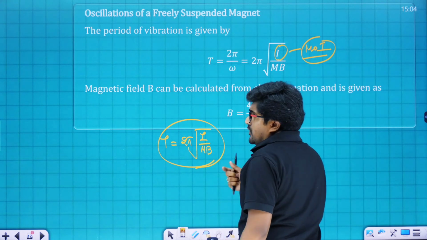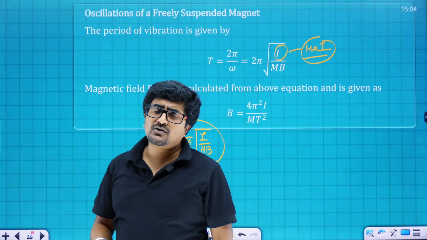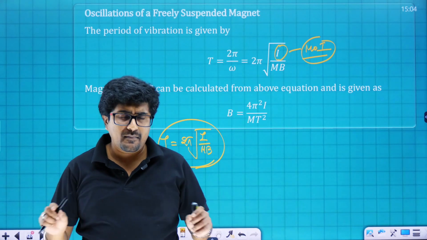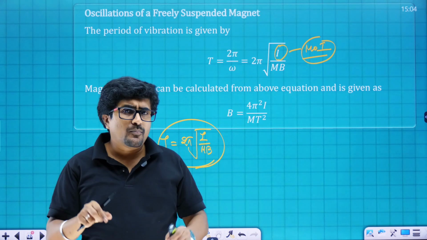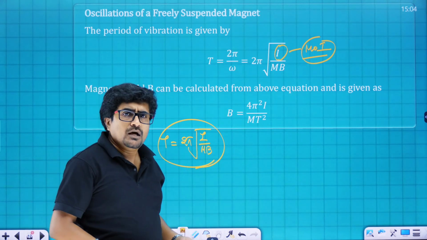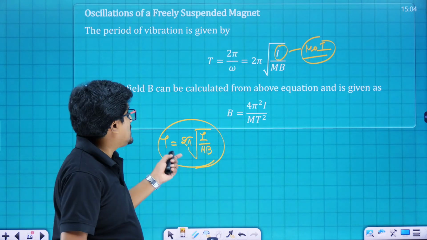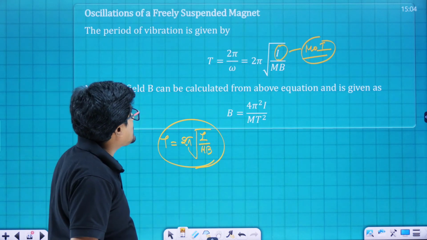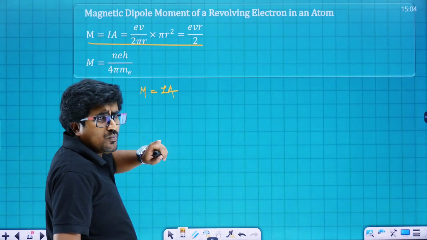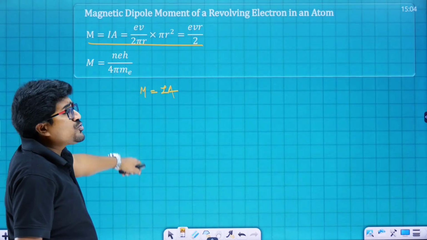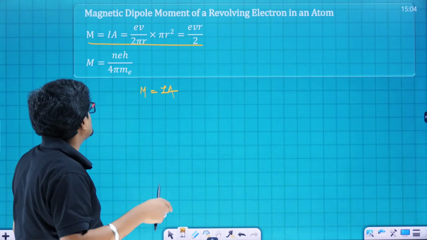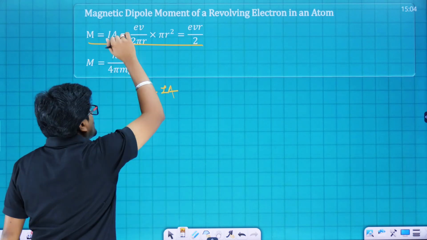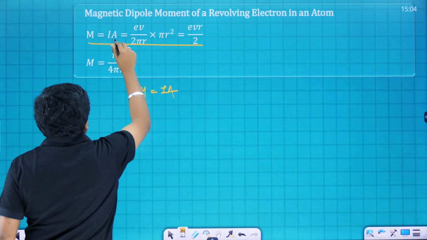Moment of inertia for a particular rod is ml square by 12. That means for the bar magnet in the shape of a rod, the moment of inertia can be taken as ml square by 12 only. So the same thing is applicable in this case. Now, while calculating the magnetic moment associated with an electron moving in a circular orbit, here the small letter i is current only, A is area of cross section.